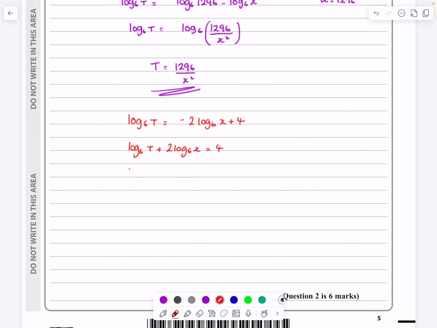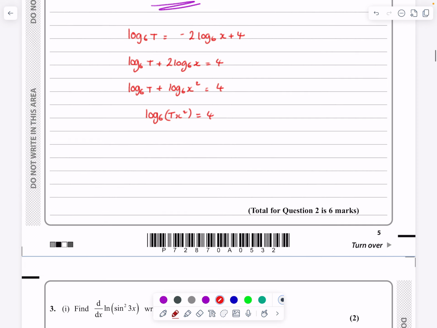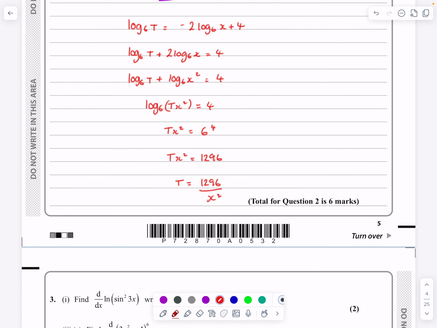Same thing, it's very similar in terms of some of the rules we're going to apply. I'm going to take this power up here, so I'm going to get plus log 6 of x squared equals 4. I'm now going to combine the fact that two logs added together is the log of the product, so log 6 of t x squared is equal to 4. And then the same rule that we've been using all the way through, if that's true, then t x squared would be equal to 6 to the power of 4. So t x squared would be equal to 1296. And obviously we're going to end up with the same answer here, 1296 over x squared. I don't have a particularly favourite way of doing that. Either one would be absolutely fine.